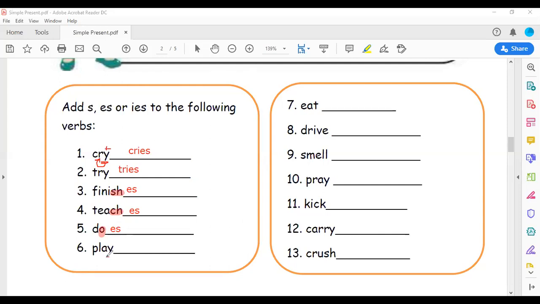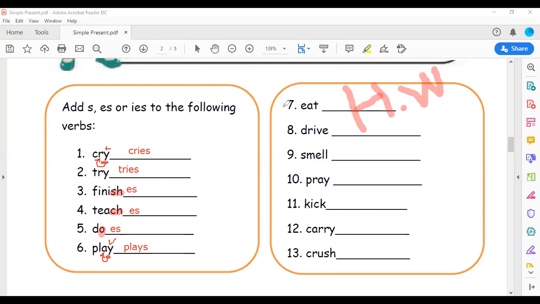Number six. I have a play. And look, this is a Y. Before it, I have a vowel. Do I do something? No, because vowels are strong. They rescue the Y. So I only add S and it's plays. Okay. So this is your homework. Done. This is a homework.